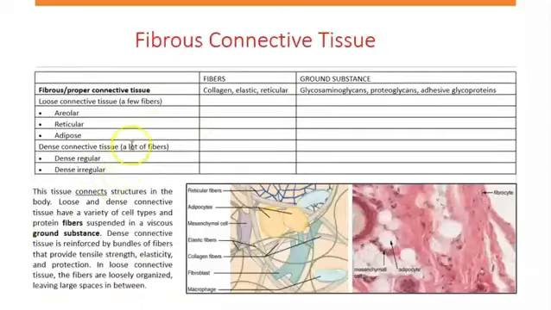Fibrous connective tissue refers to this type of connective tissue that is going to connect things. The cell in this tissue is going to be the fibroblast. These cells are going to produce fibers. The fibers are going to be collagen fibers, elastic fibers, and reticular fibers.